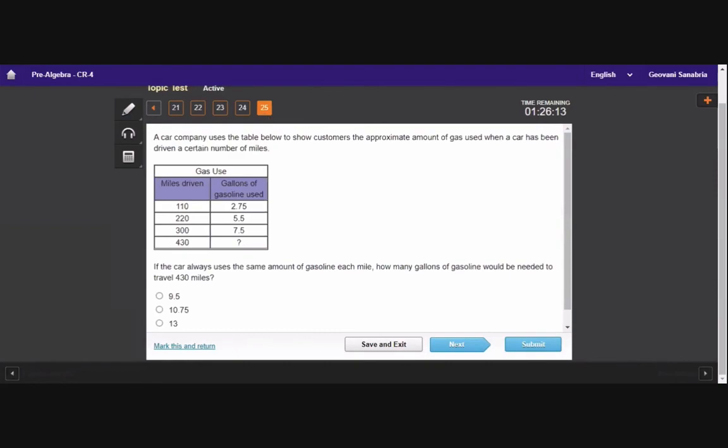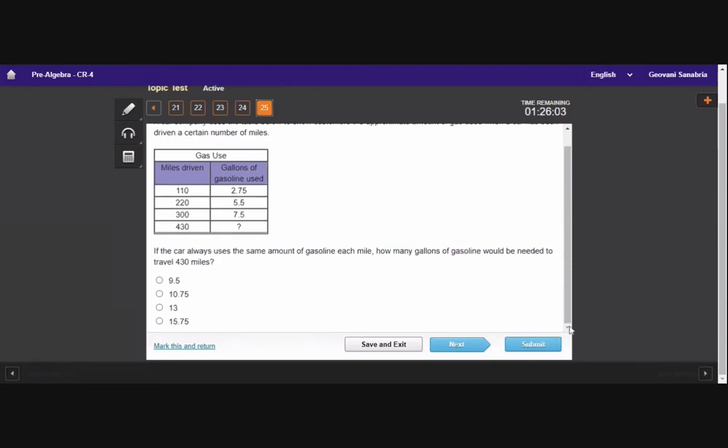A company uses the table below to show customers the approximate amount of gas used when a car has been driven a certain number of miles. The car uses the same amount of gasoline each mile. How many gallons of gasoline would be needed to travel 430 miles?